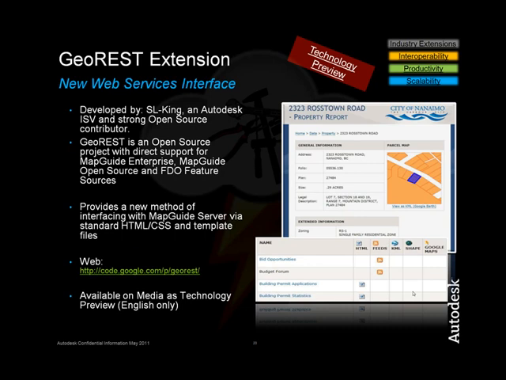GeoRest is an open source project which is developed by SL King. If you do not need a map viewer as an interface, and just want the data to come from MapGuide, or you may need to use the data in another system, GeoRest may be an option for you. It provides a new method of interfacing with the MapGuide server via standard HTML and template files. It can provide many types of data which come from MapGuide, including HTML, XML, JSON, KML, etc.